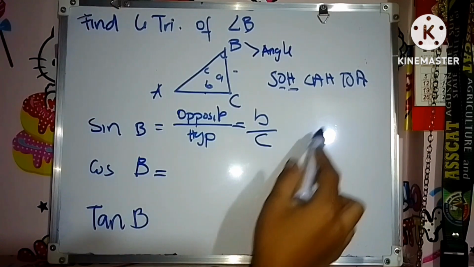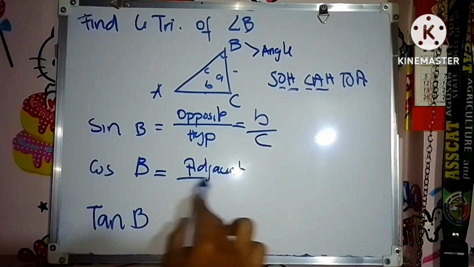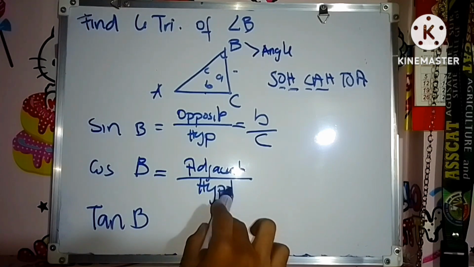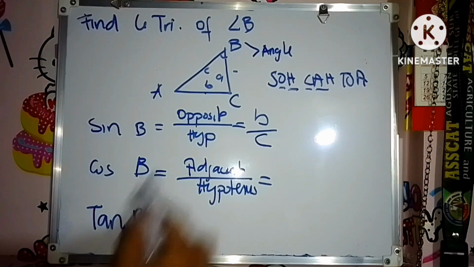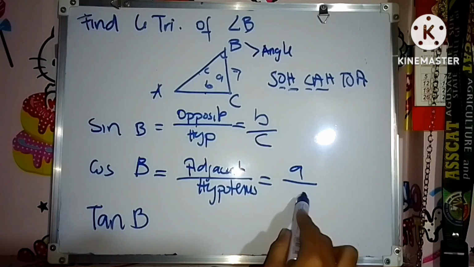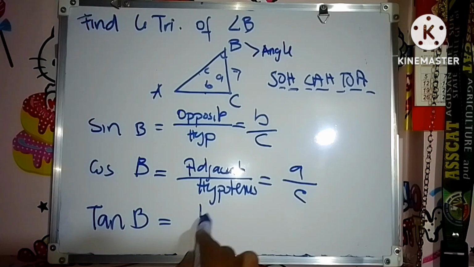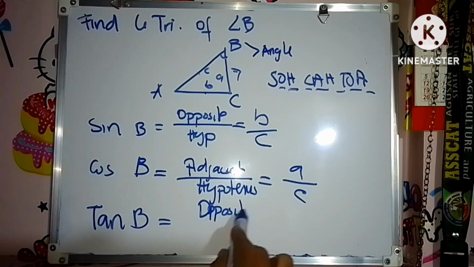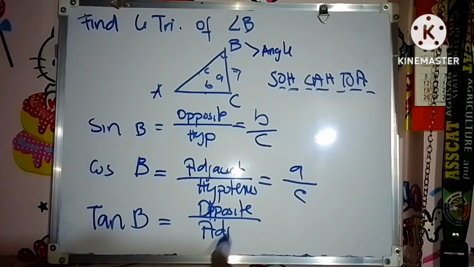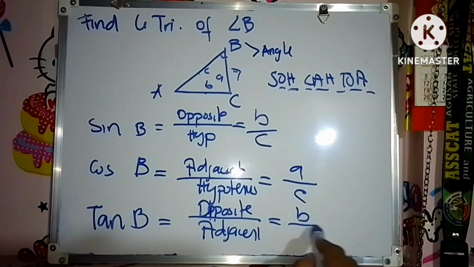Next is cosine B. Cosine is equal to adjacent over hypotenuse. The adjacent of angle B is A, and the hypotenuse is also C. Next is tangent B. Tangent is equal to opposite over adjacent. The opposite of angle B is B, and the adjacent is A.